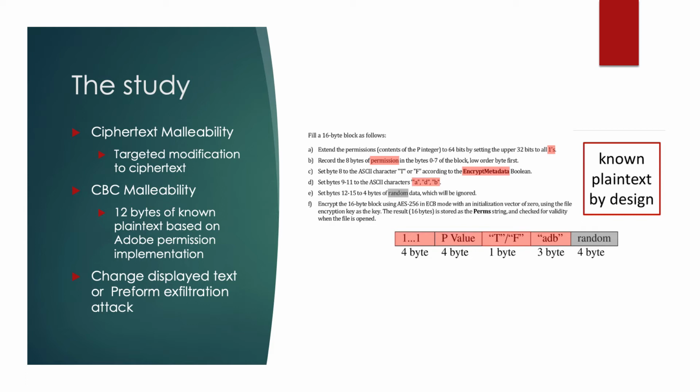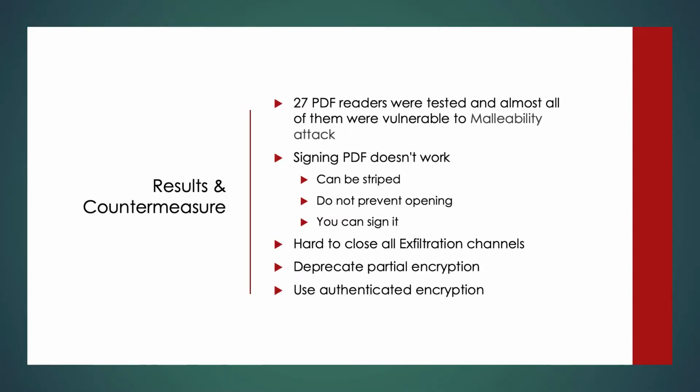So we know 12 bytes of plaintext based on the implementation. Now the attacker can either change the plaintext, or do some kind of exfiltration attack within the encrypted data. The majority of the PDF readers tested were vulnerable, and signing a PDF file won't work because the signature can be stripped, or it doesn't prevent the user from opening it, or you can sign it with your own signature. It's also hard to close all exfiltration channels because they're used for legitimate purposes.